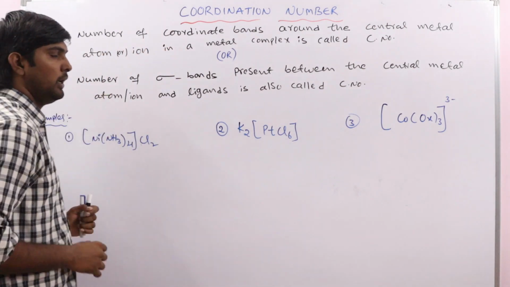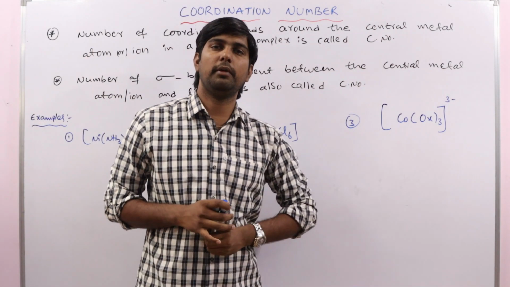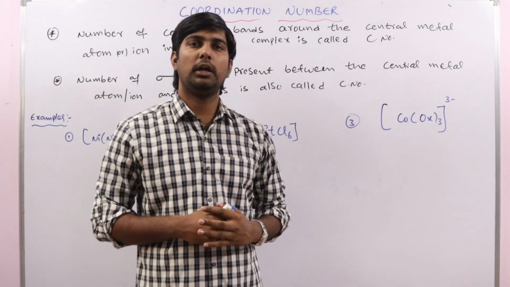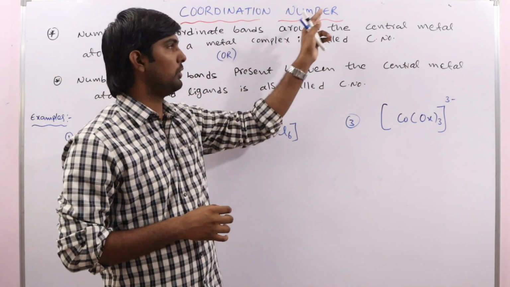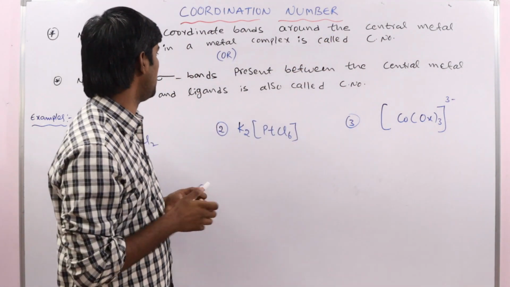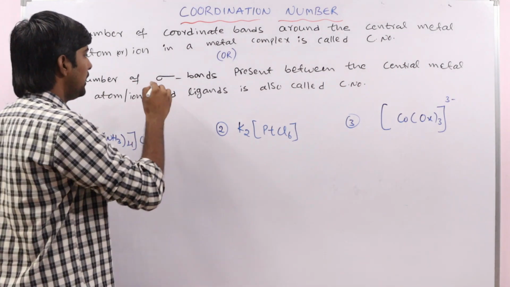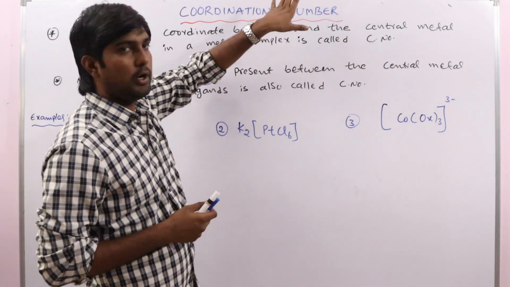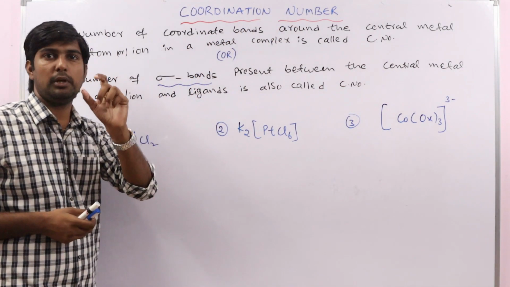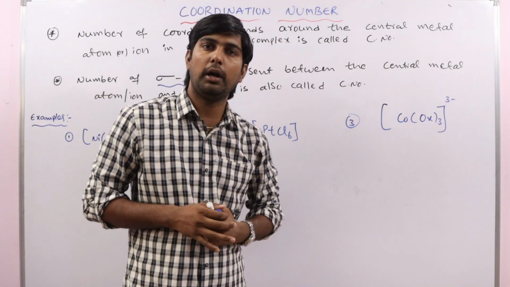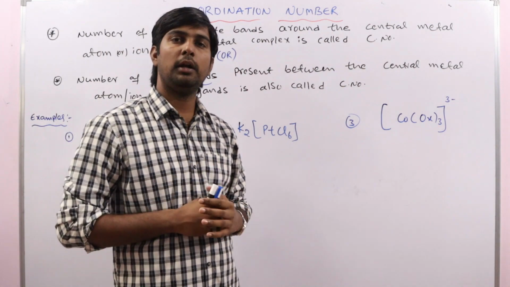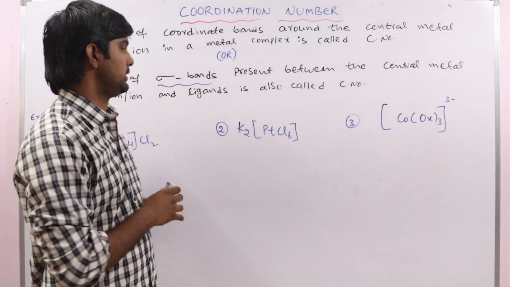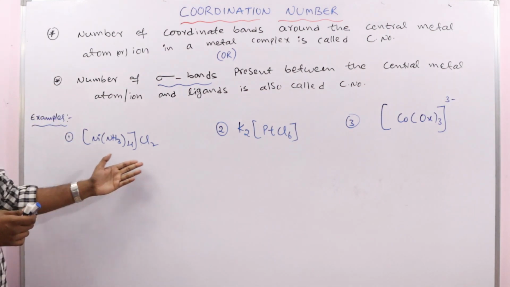See here, if a pi bond is present between the ligand and metal atom, we should not consider that for the purpose of calculating coordination number. Consider only sigma bonds. Never consider pi bonds for counting coordination number. Remember that in some complexes a pi bond is also present between the metal and ligand, that we will discuss. So we should consider only sigma bonds. Now let us see some examples here.